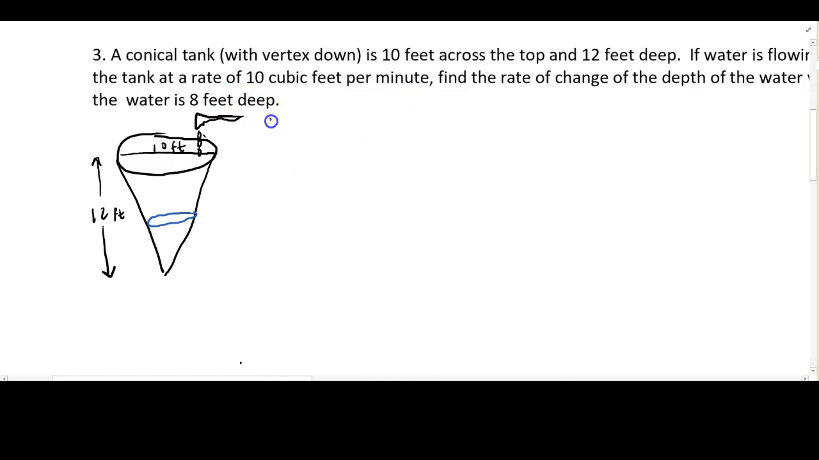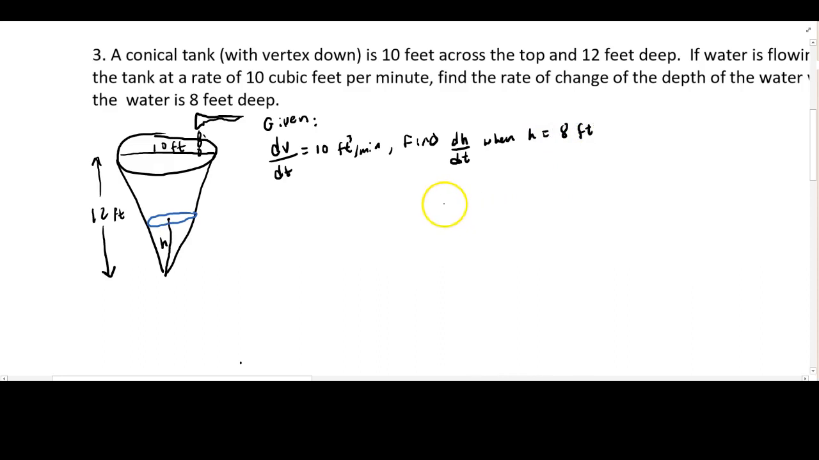So the given information is that the rate of change of the volume of the cone with respect to time is 10 cubic feet per minute. What we are asked to find is the rate of change of the depth of the water. If we call the depth of the water H, then we want to know the rate of change of the height, dH/dt, when H equals 8 feet.